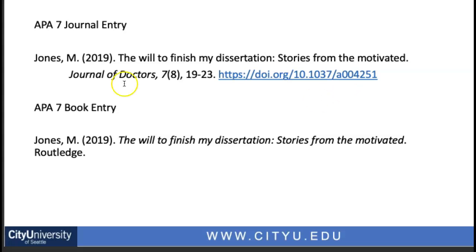So go out and buy the manual now, get it, have it in your house, start using it. APA 7 is the way we're going from now on.